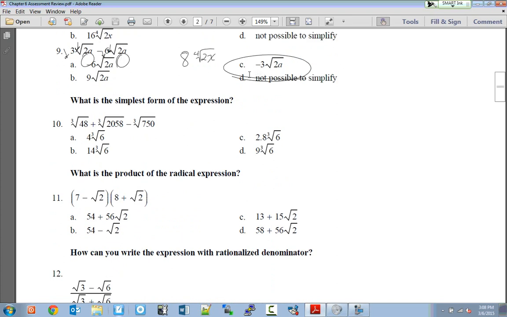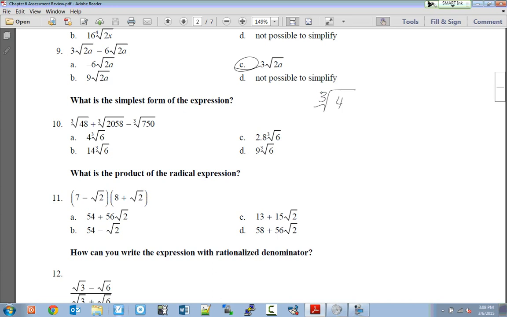Oops, I almost forgot about number 9. Number 9 works the same way number 8 did. Our indexes are the same. Our radicands are the same. So 3 minus 6 is negative 3 times the square root of 2. Alright, number 10.